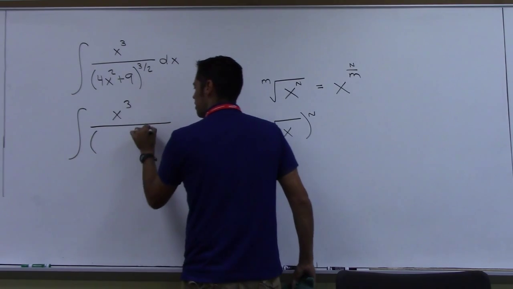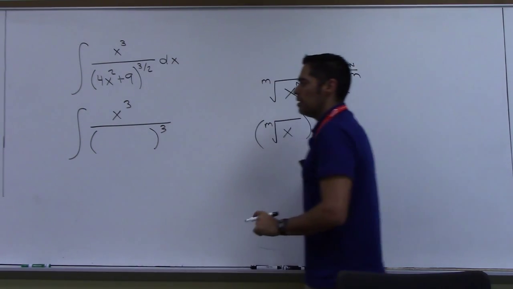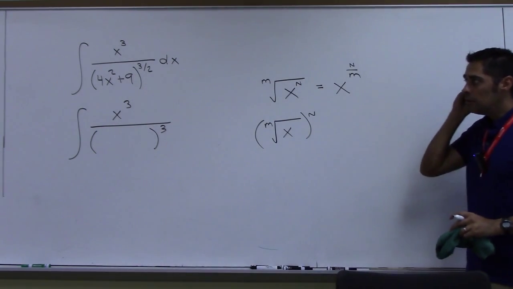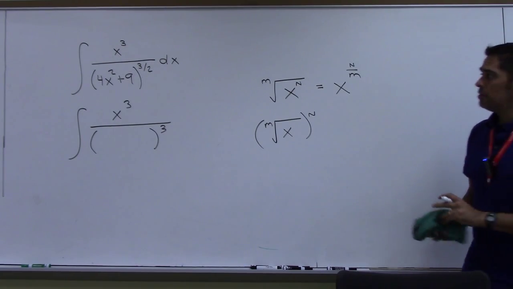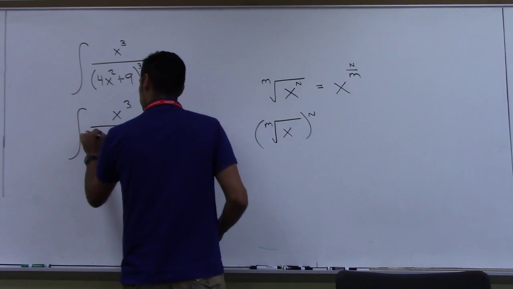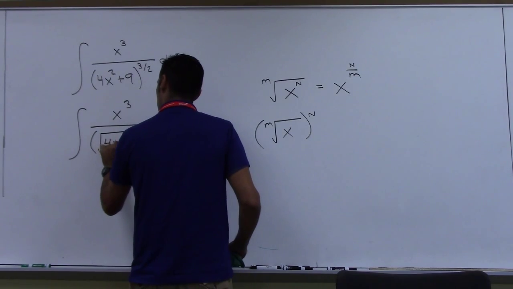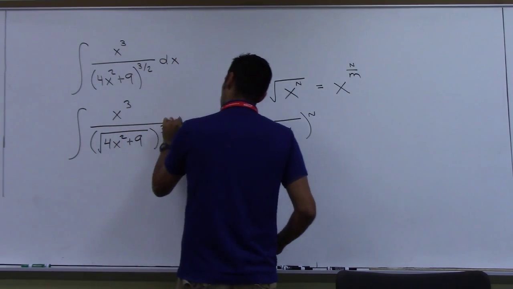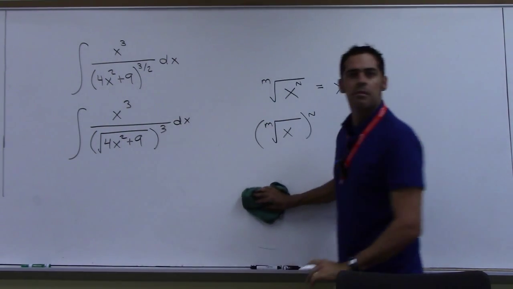It'll be something cubed. What is it that's being cubed? The square root of 4x squared plus 9, dx. Does everyone agree with that?